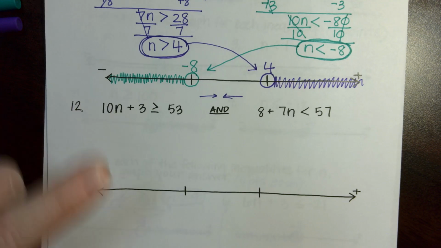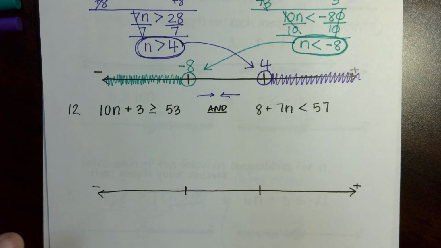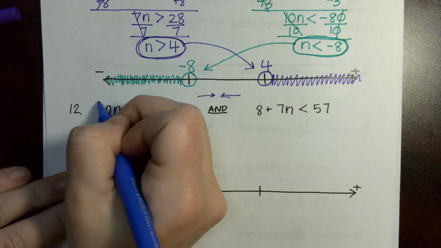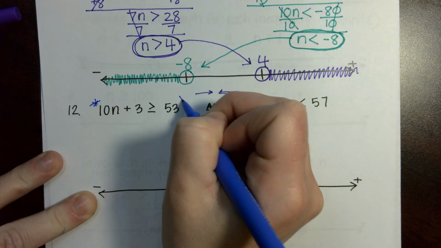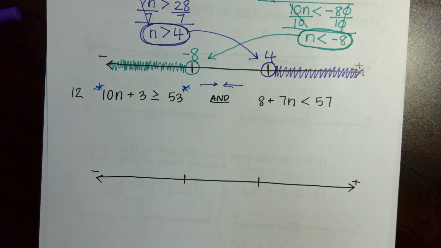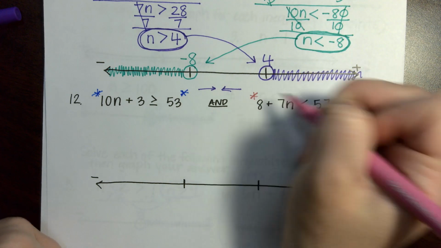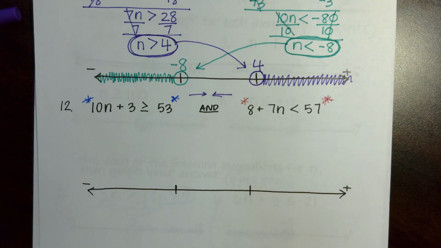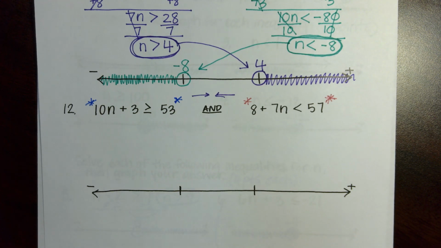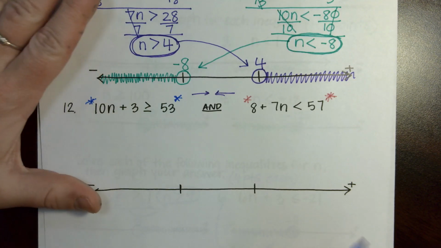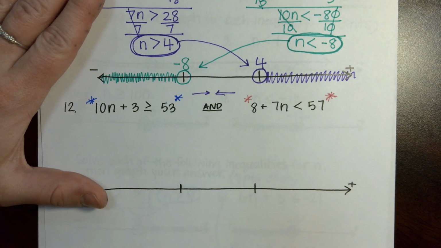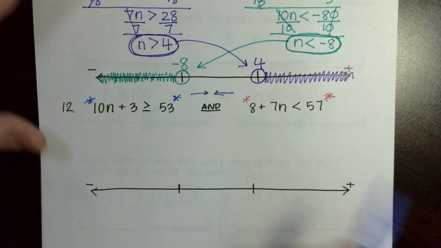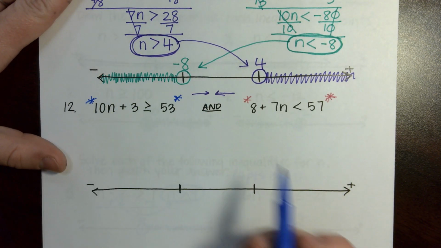I've got two different inequalities here. So one compound inequality, and I'm gonna color code a little bit, and I'll call this my blue one. Let's put stars by it this time. And I'll make this one pink. All right. Let's look at the blue one first. My 10n plus 3 is greater than or equal to 53. Oh, excuse me. Sorry, guys. I'm like sleepy today.